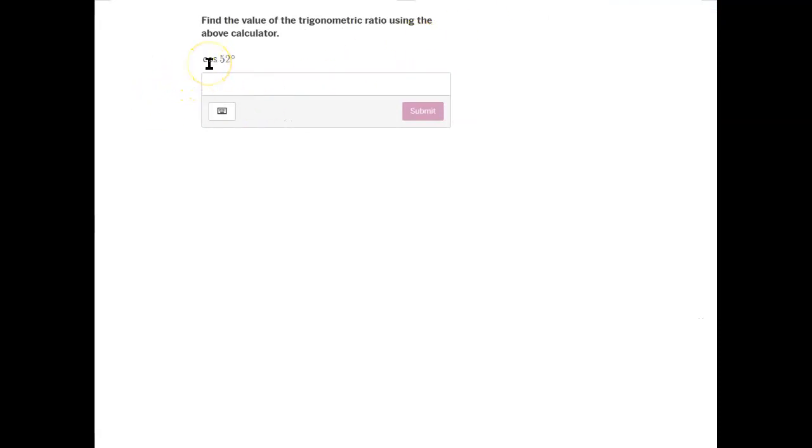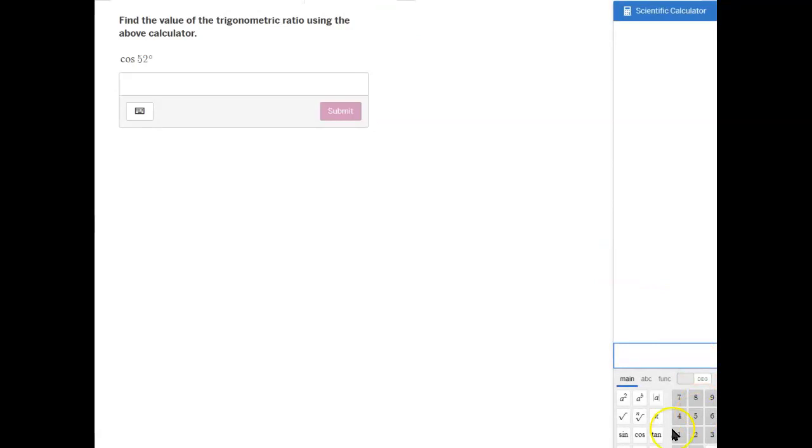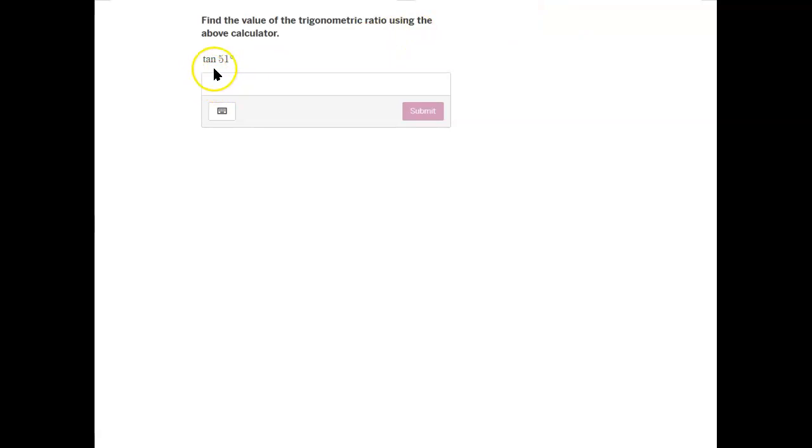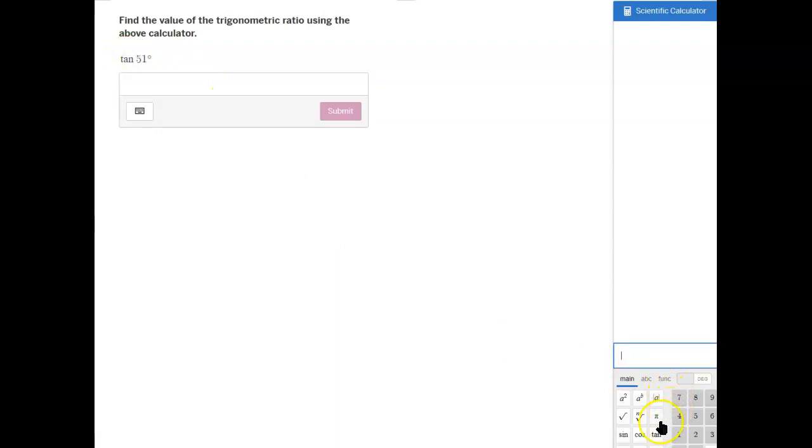Here we're looking for cosine 52. All we have to do is click cosine 52 and it will give us the trigonometric ratio. When we're looking for tangent, we'll do exactly the same thing, except we'll type in tan. In this case, our theta is 51. So we can type in tan 51, and it'll give us the ratio for the opposite over adjacent.